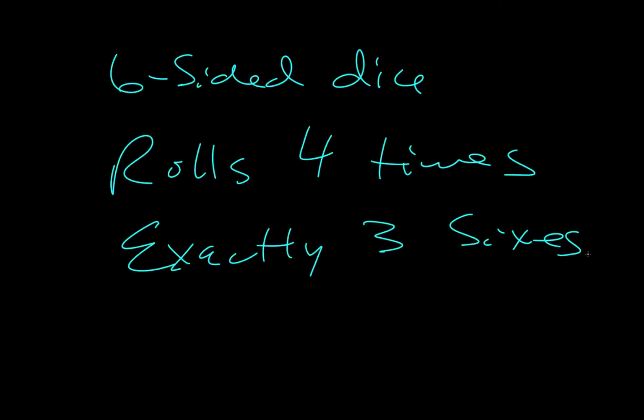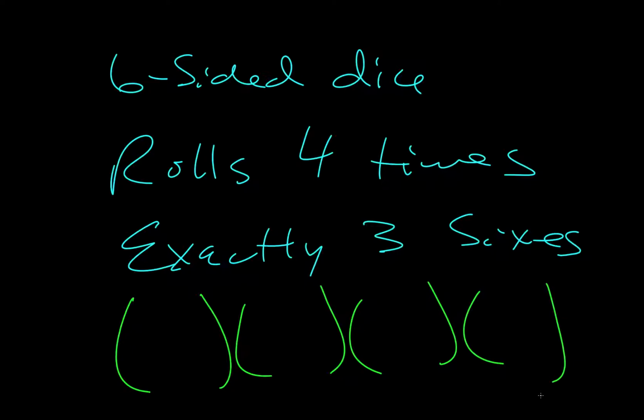Okay, so this isn't related to the combinatorics part, but it's just kind of thrown in here as a little bit of a review for the multiplication rule of probability. What we're going to do, so we're rolling 4 times, so I'm going to set up 4 sets of parentheses. It's a 6-sided dice. So each time we roll, it's going to be out of 6. Now he rolls 4 times and wants exactly 3 sixes.